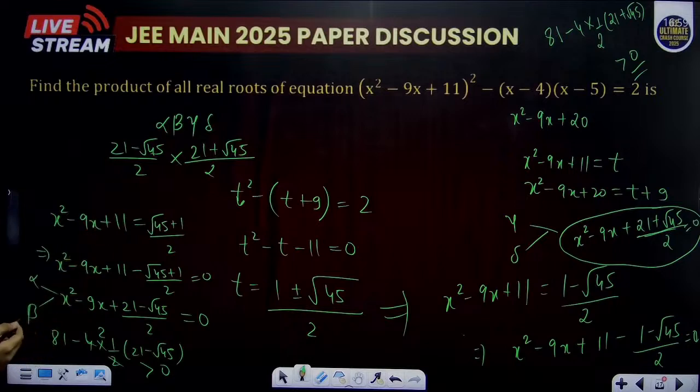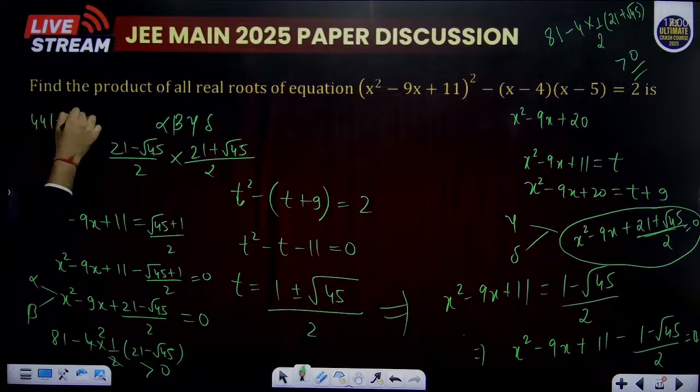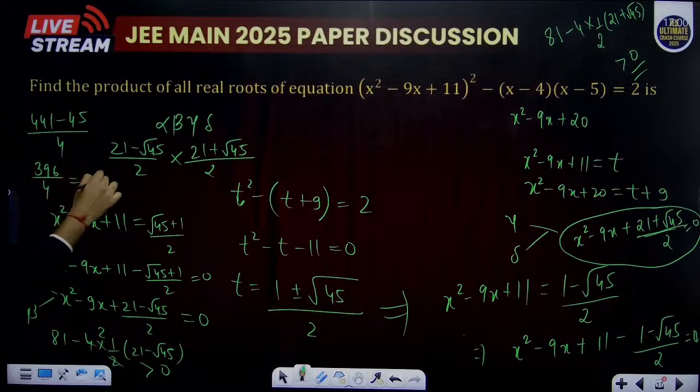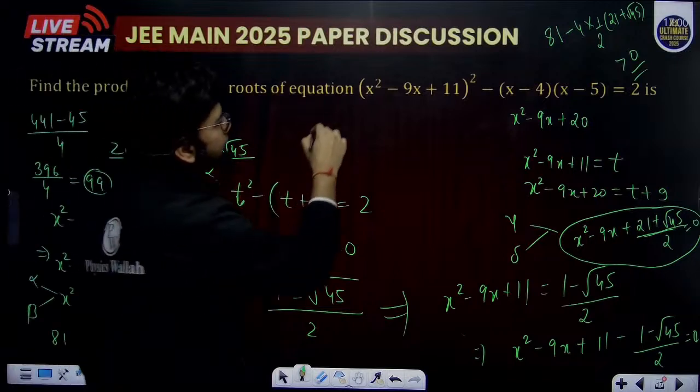441 minus 45. So this will become 396. 441 minus 45 upon 4. So this is coming out as 396 by 4. So this is coming out 99. So 99 will be your answer.